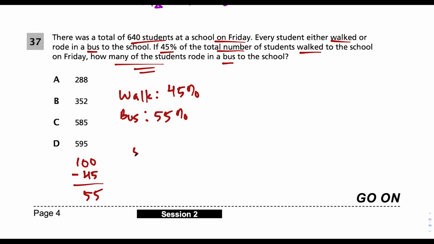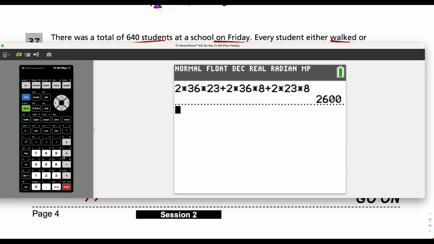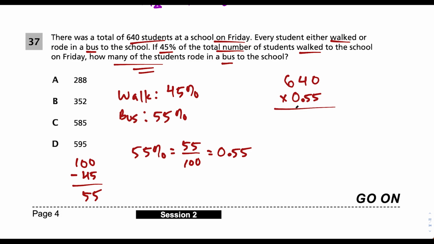So now the next thing you should know how to do here is 55% is 55 out of 100, which is equal to 0.55. So if we want to find out how many students rode the bus, take the total, 640, and you're multiplying that by 0.55. But now we're in the calculator section. So I'm just going to do 640 times 0.55, and this will give us our solution. So we have 352 students that took the bus. So this product was 352. So choice B, 352 students rode on the bus.